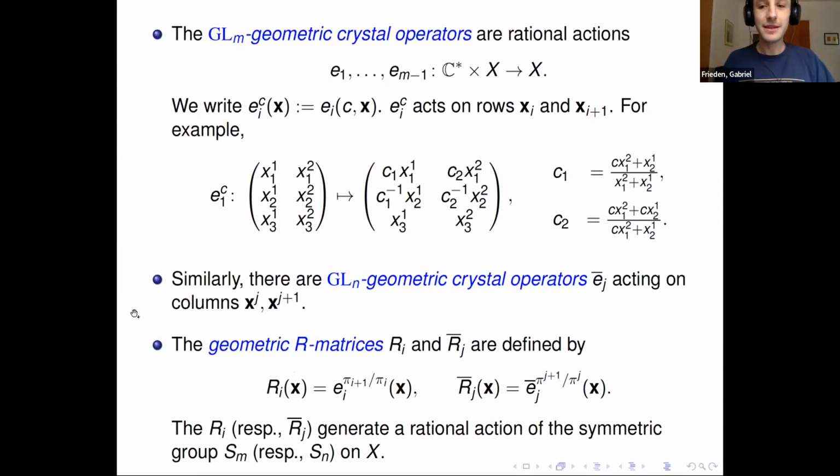But the upshot basically is that if you specialize the value of C correctly, you get these rational maps acting on adjacent rows or adjacent columns, and these maps generate an SM action, and these maps generate an SN action. So this is the setting. These are the maps that we want to study the invariance of.